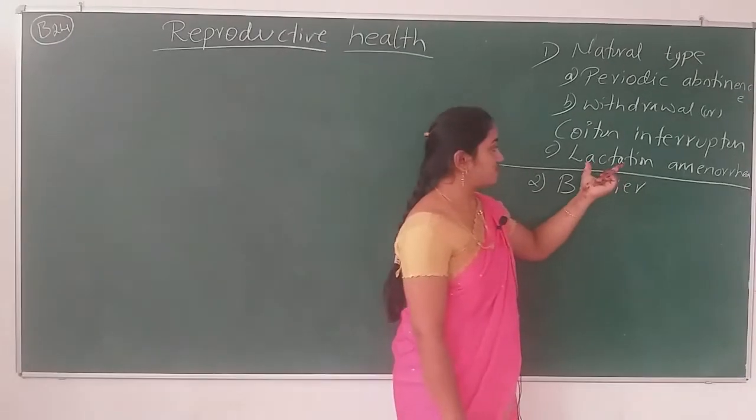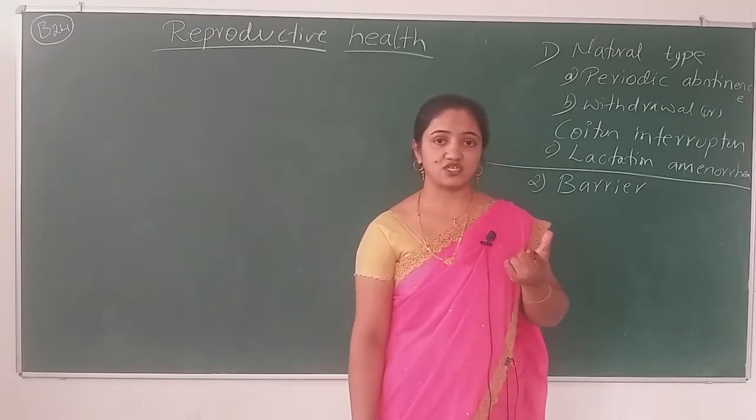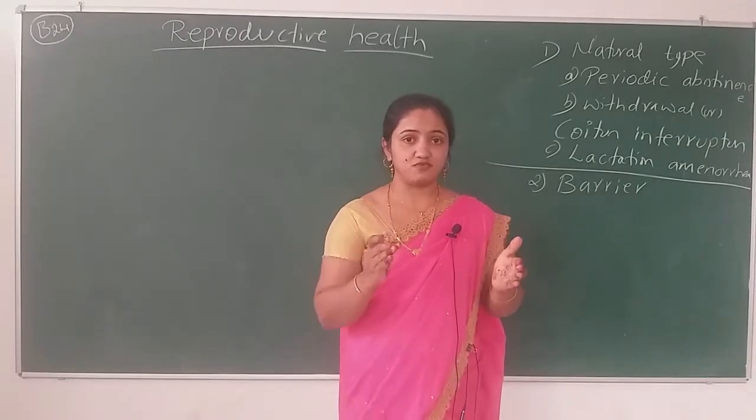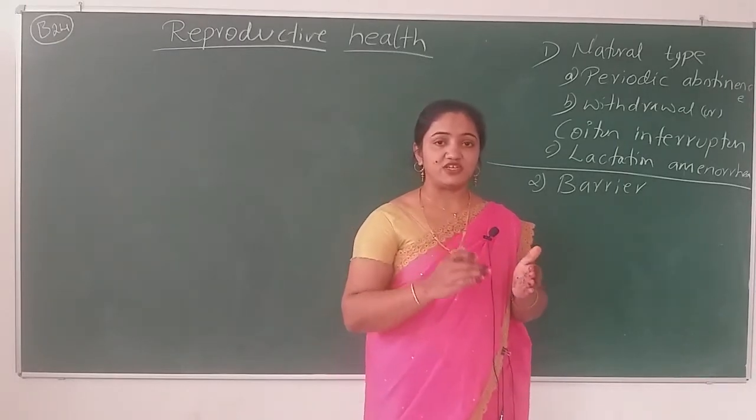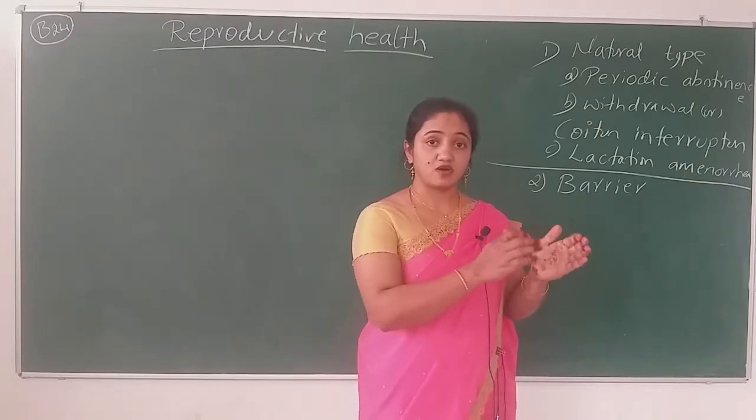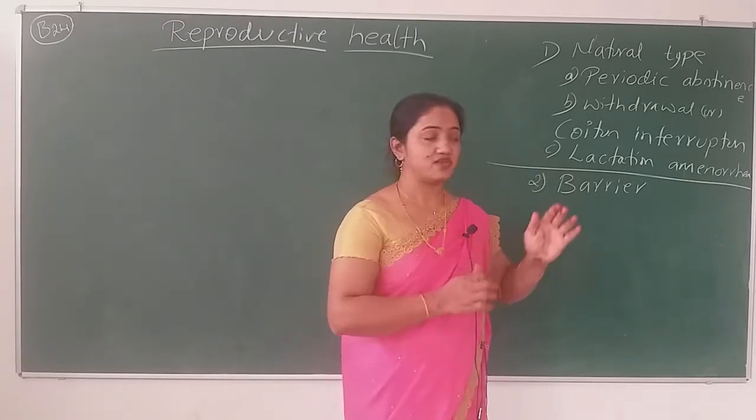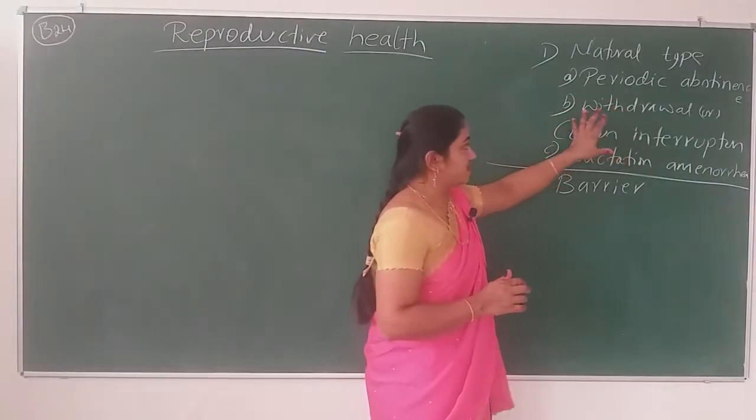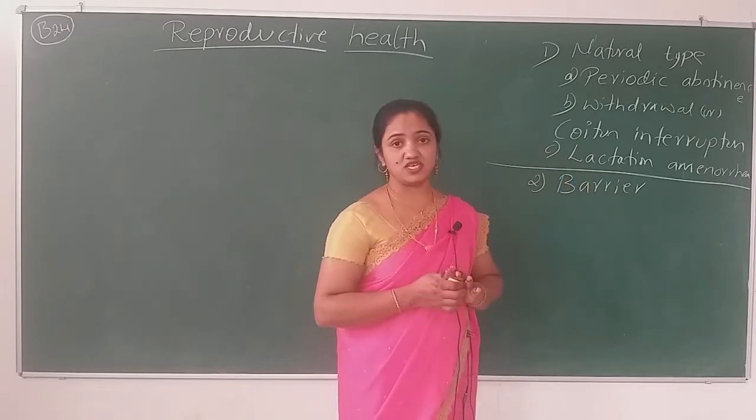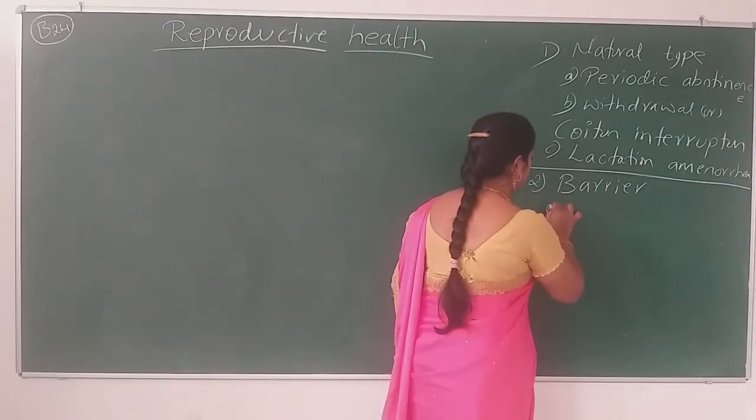And lactation amenorrhea is for a female who has given birth to a young one. After parturition, for the first few months, when she is feeding her young one, the chances of menstruation will be less. So during this time, without using any measures like barriers or IUDs, they can have intercourse. The next one is the barrier method.